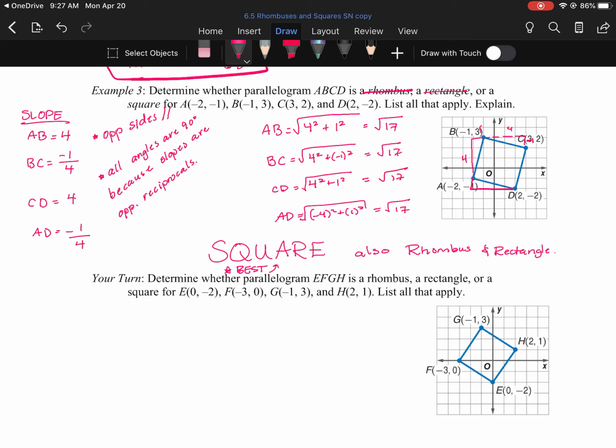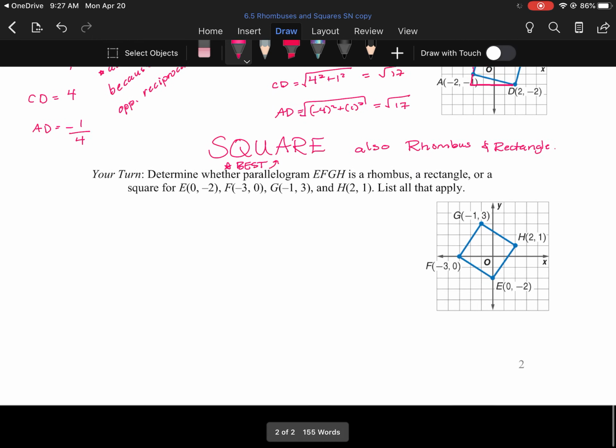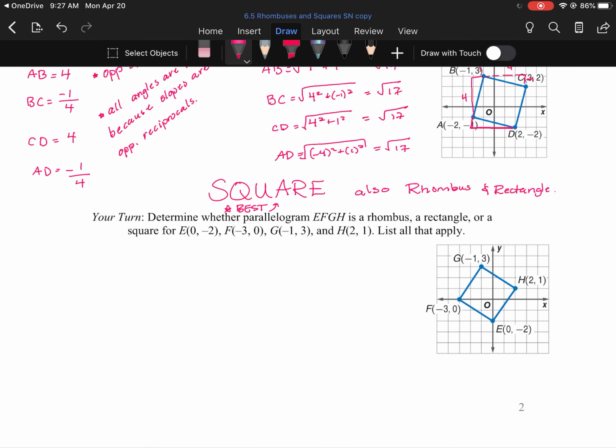All right, so take a moment, try the your turn. It's the last problem. Might take you a little bit, but take your time. I'm going to go ahead and list all the answers here, like all the slopes, distances, that way you guys can see.